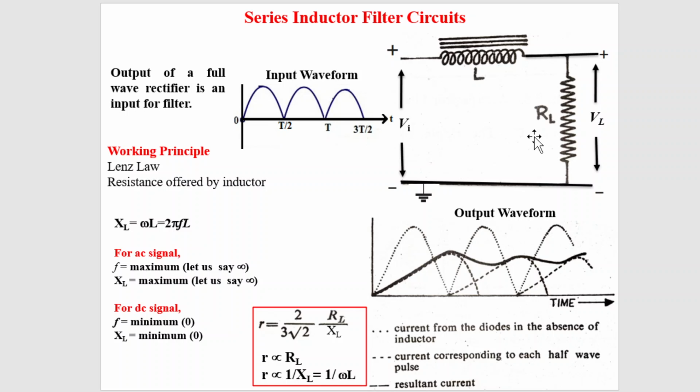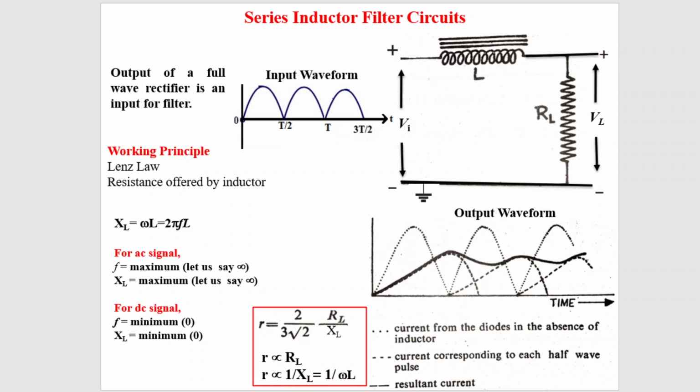So when can we use the series inductor filter circuit? We know that the series inductor filter circuit can be used when the load resistance is minimum. Load resistance should be very small. When the load resistance is very small, then we can get minimum ripple factor. Then one can use the series inductor filter circuit. So this is all about the series inductor filter circuit.